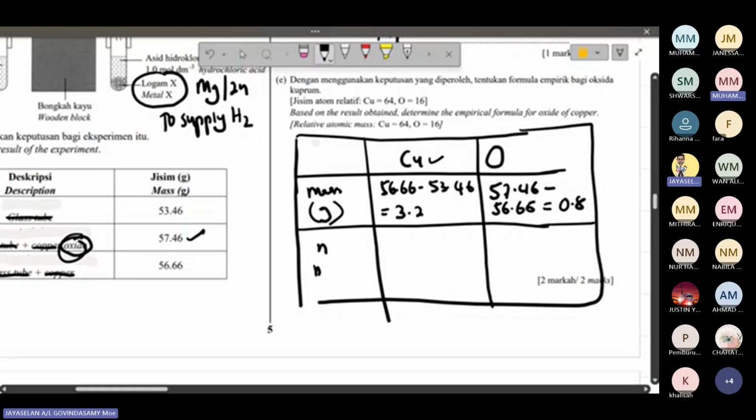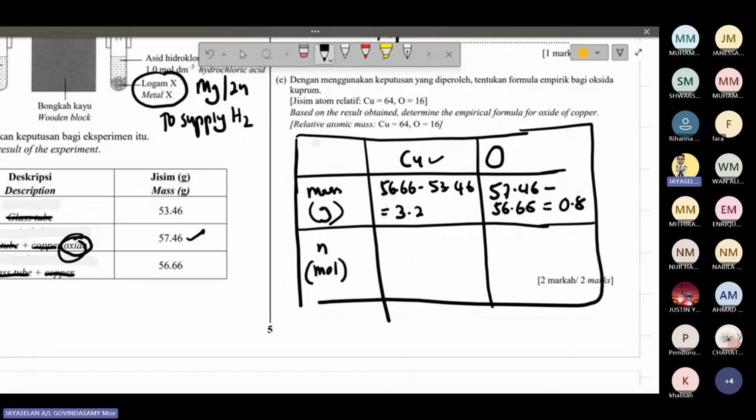Now you find the number of moles. How to find the number of moles? You just put the symbol like this, the unit like this, 3.2 the mass. The molar mass is already given in the question, 64. Use the calculator to find the answer.